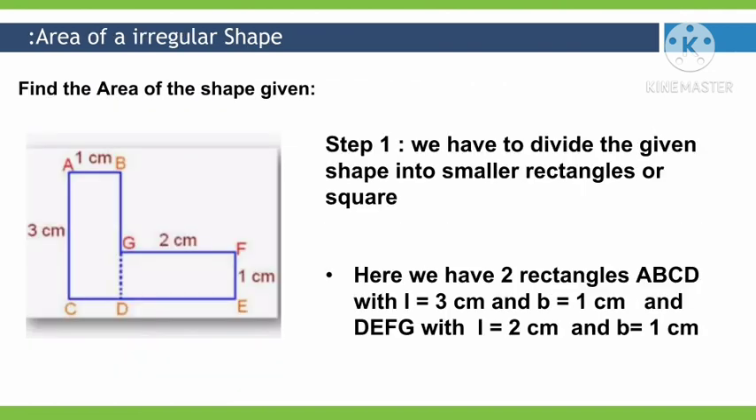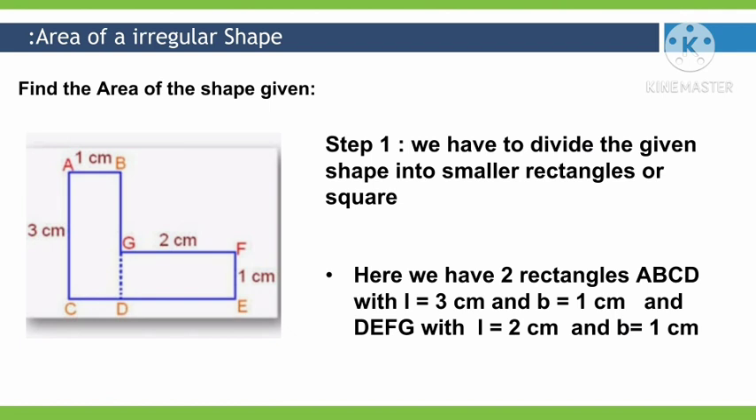Now we are going to find the area of the given shape, which is an irregular shape. So look at the shape given here, children. It is A, B, C, D, E, F. It is a closed shape. We want to find the area for this shape. So first step, we have to divide the given shape into smaller rectangles or squares. Based on that, you can find the area of the whole shape.